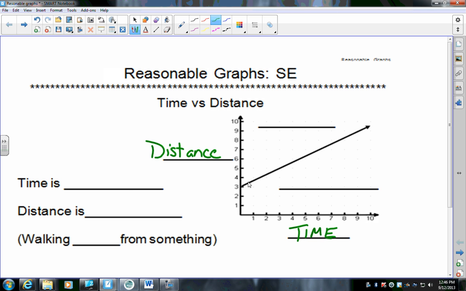Now, when I'm looking at this, first off, what kind of correlation is this from yesterday? It is a positive correlation. How do you know it's positive? Yes, from left to right, it's increasing, it's going up. Now, this line is a straight line. It means that I'm going up at a constant rate of speed.